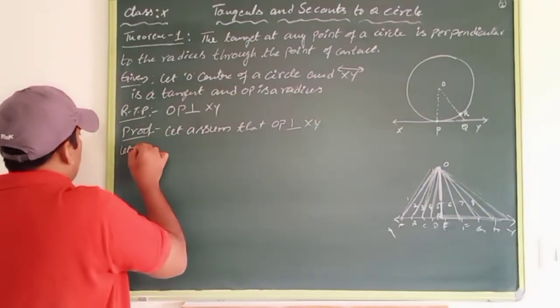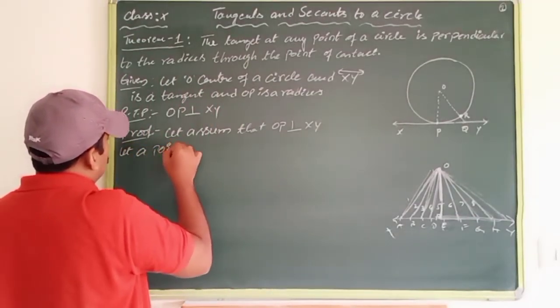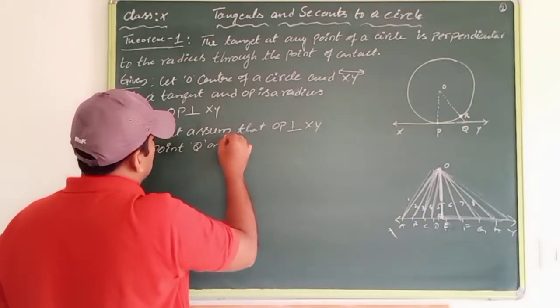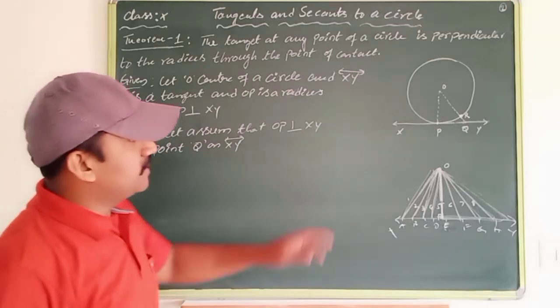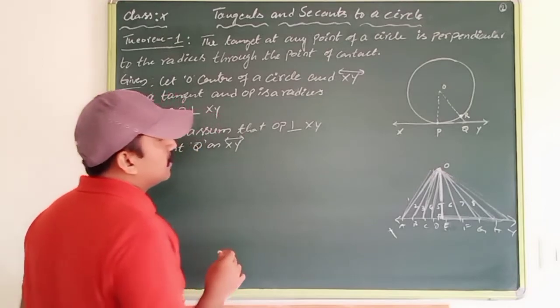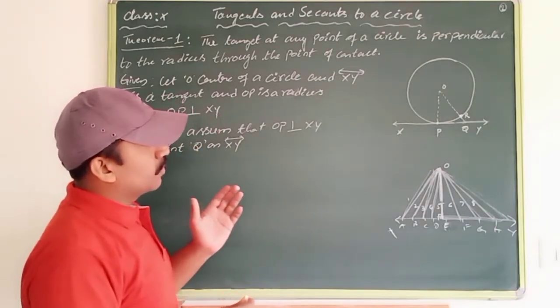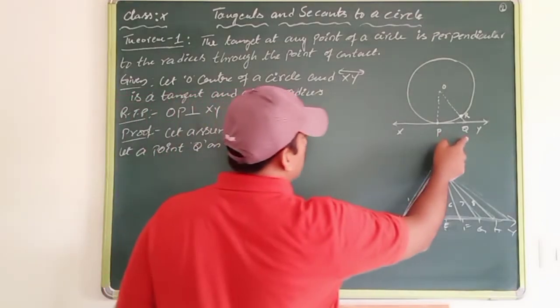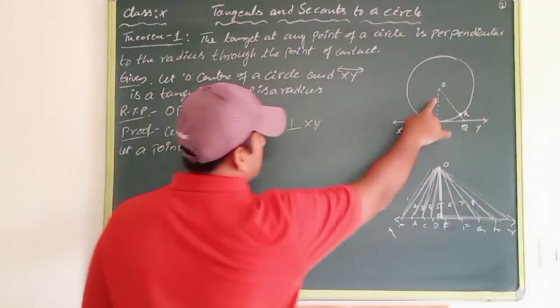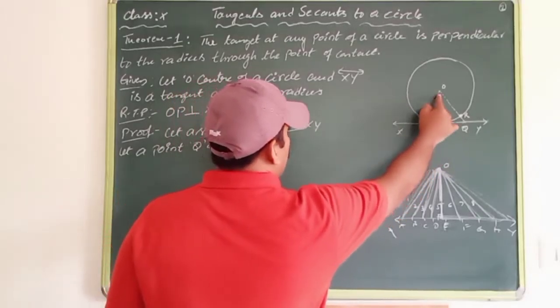So let a point Q be on XY. XY is a tangent. Okay, so let a point Q be on XY. That means OQ is not perpendicular to XY. So now what do we do here? Just compare this. We are comparing OP and OQ.